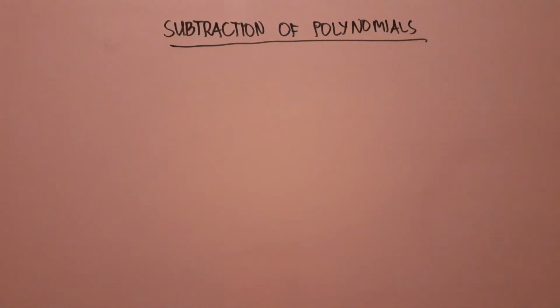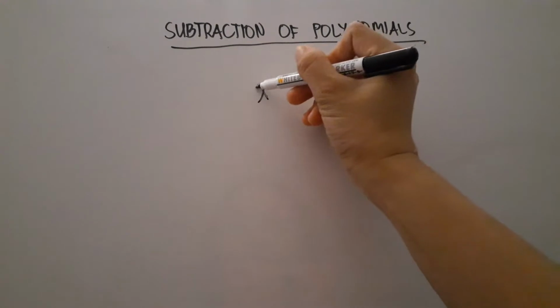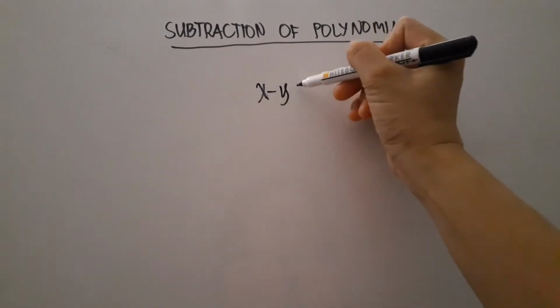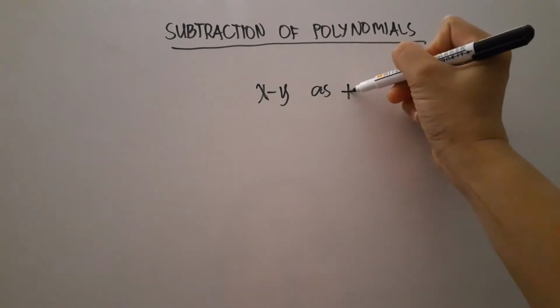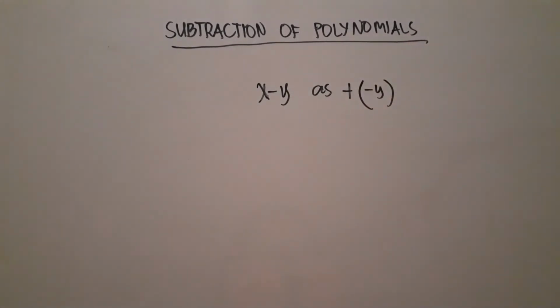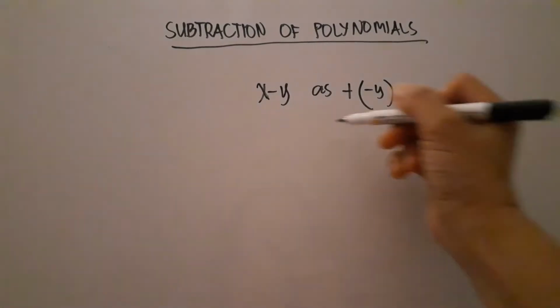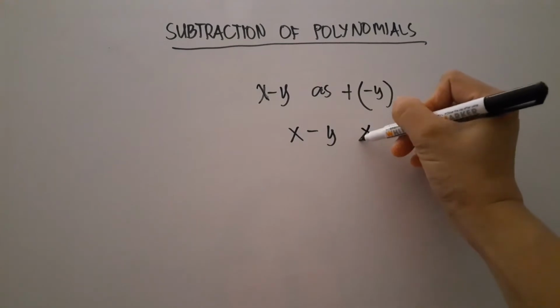Hello everyone, our lesson for today is all about subtraction of polynomials. Earlier, we defined the difference x minus y as x plus the opposite of y. We find the difference x minus y by adding x and the opposite of y.